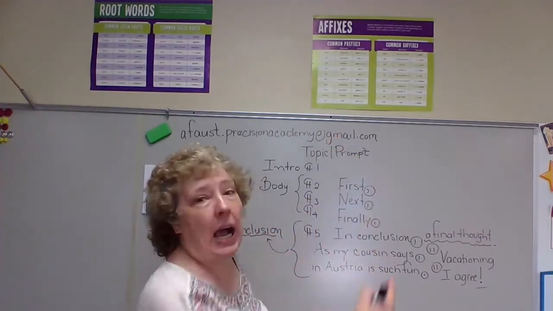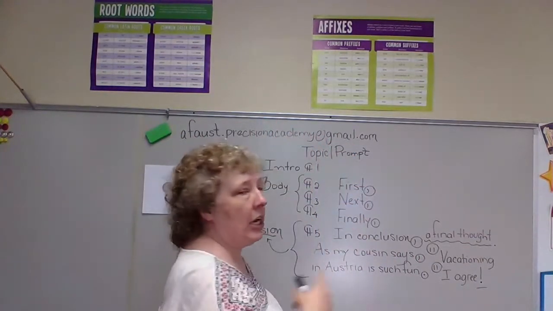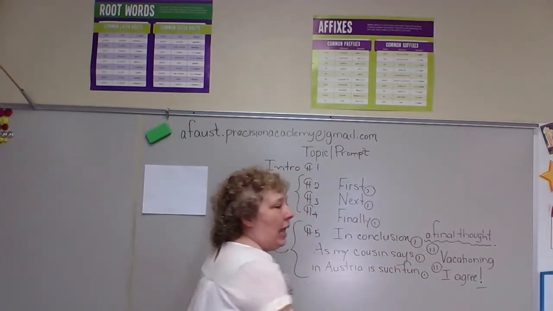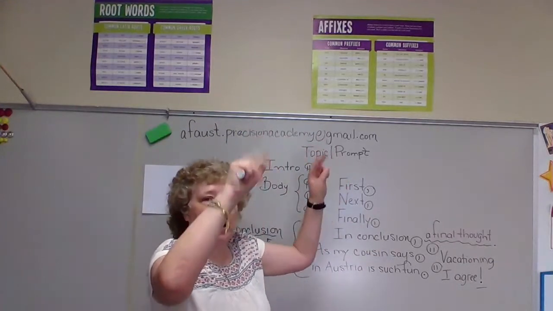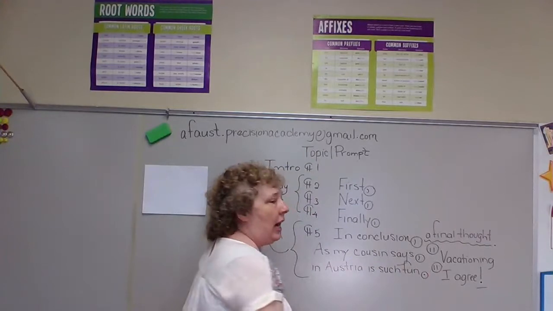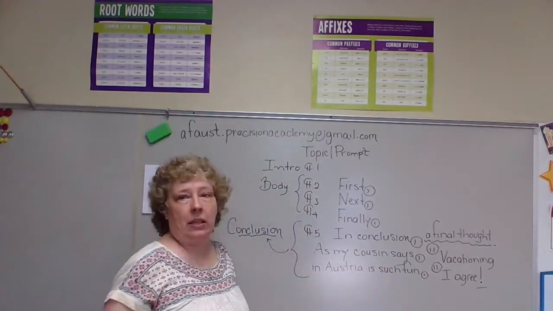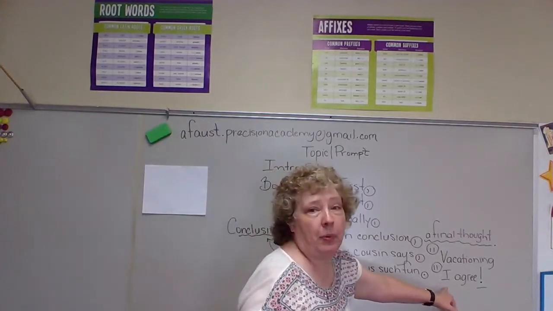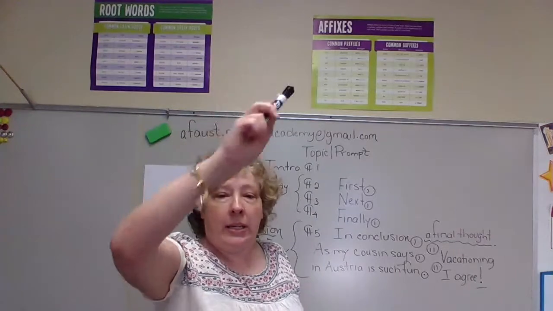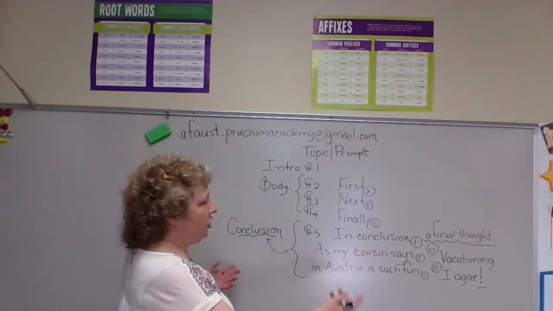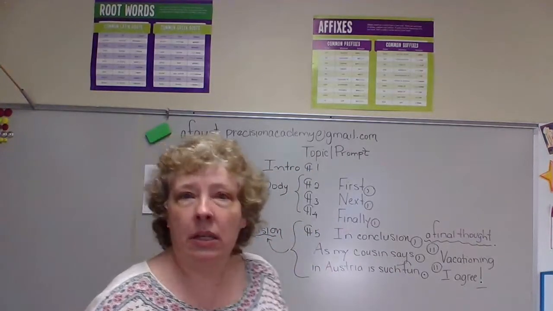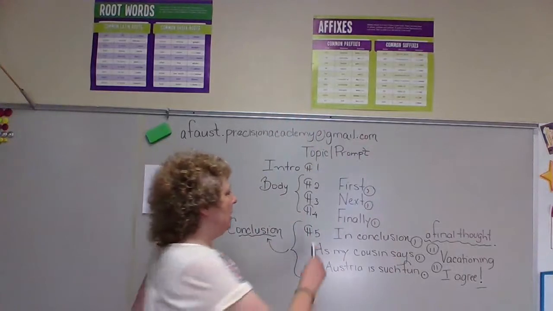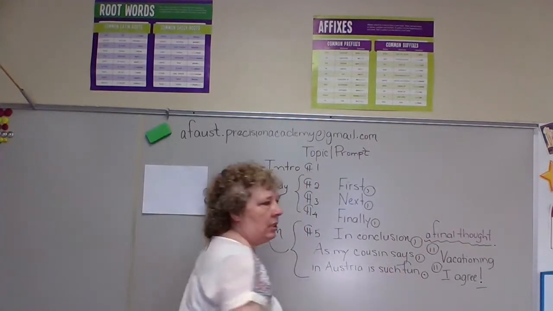As my cousin says, comma, quotation marks. Here's my quote, and it goes to my essay: Vacationing in Austria is such fun. Period, quotation mark. So keep in mind, comma on the outside, period on the inside. Says, comma, such fun, period, quotation mark. You end your paper with I agree, exclamation point. So you look at your quote and you go, vacationing in Austria is such fun. Yeah, I agree with that. And that is how you end your essay. So again, 3 sentences: final thought, quote, and your agreement.